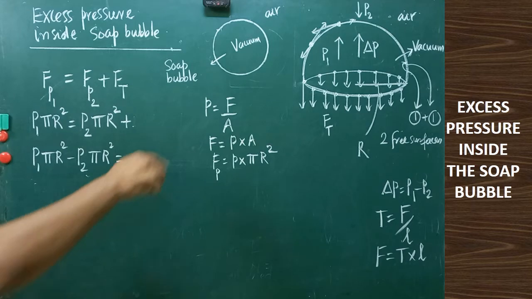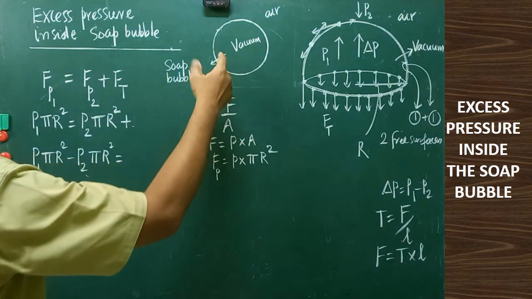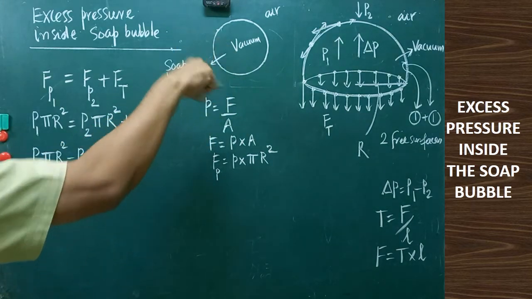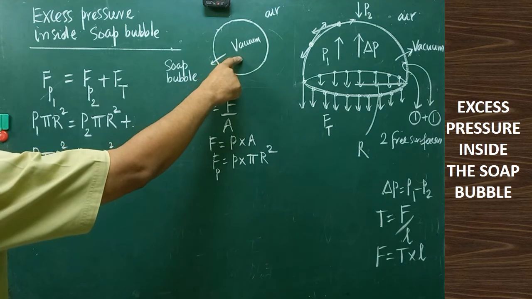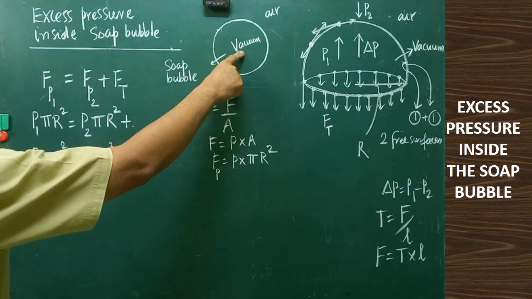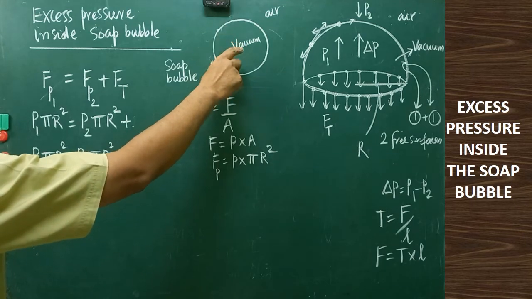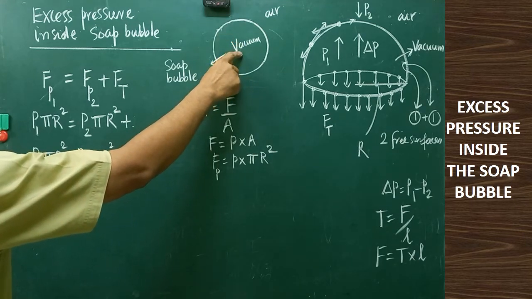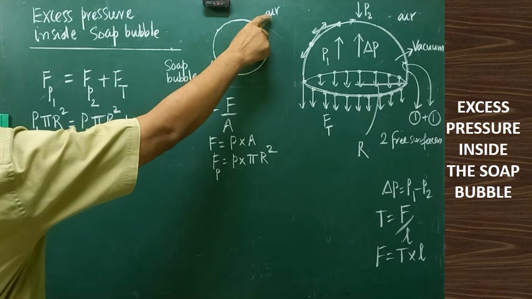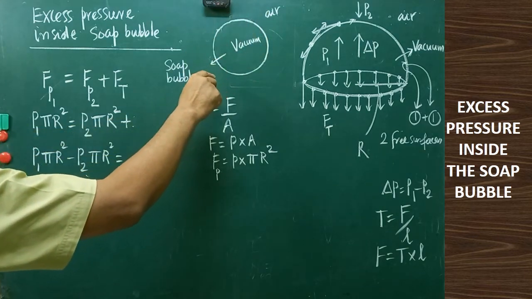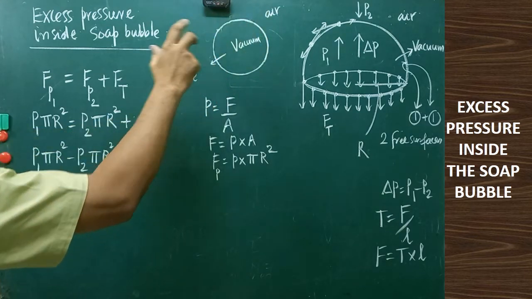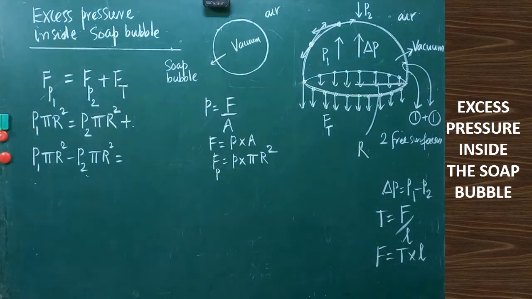Look at here how the soap bubble will be. You may have seen the soap bubble. Within the soap bubble, nothing is there. Vacuum is there. Are you clear? No material medium, no liquid, even air won't be there. That region is vacuum. Outside the bubble, air is there. Are you clear? So that is the nature of the structure of the soap bubble.